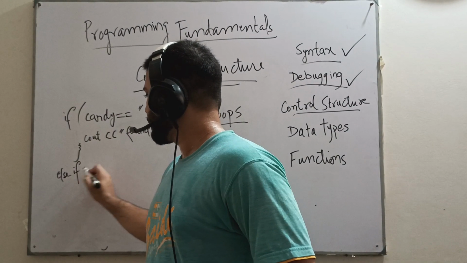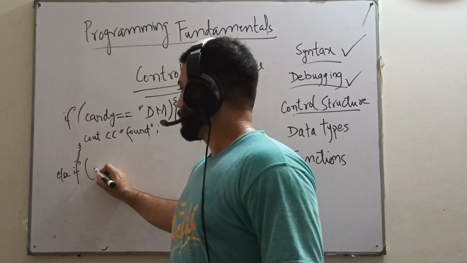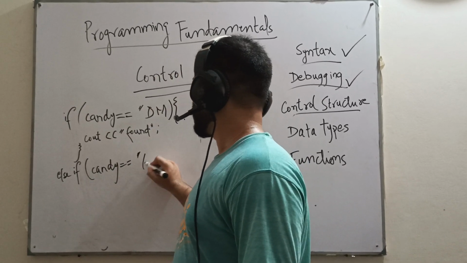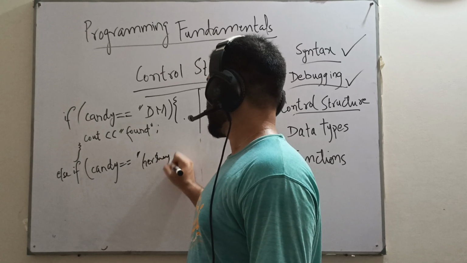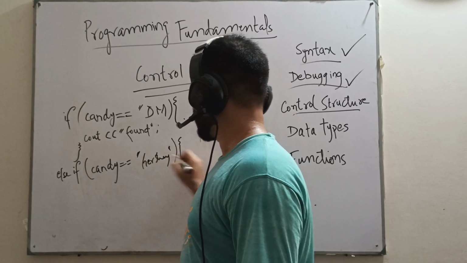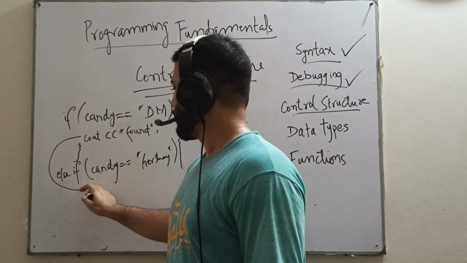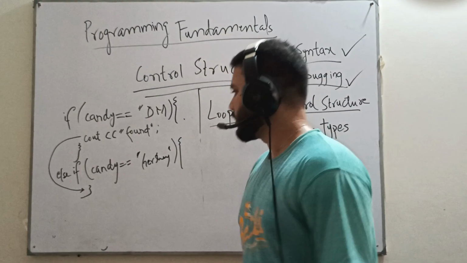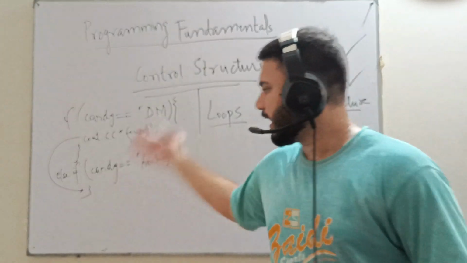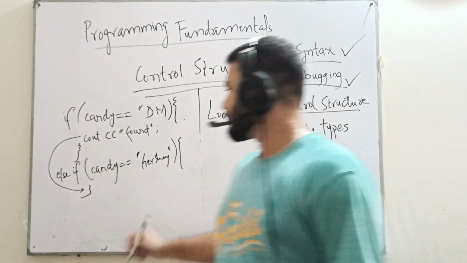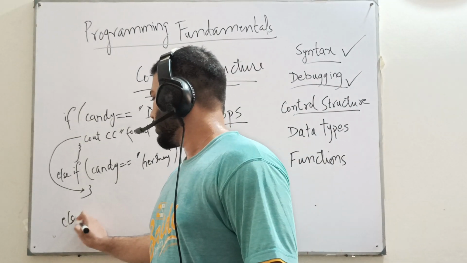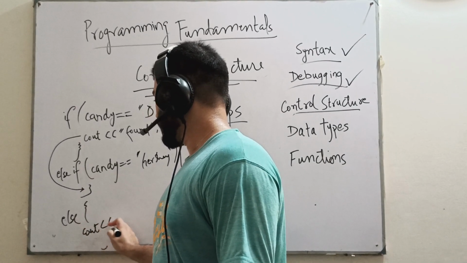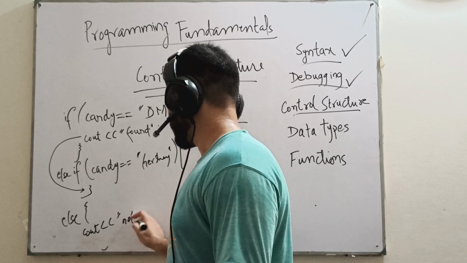Else if candy is equal to Hershey's, cout Hershey's found. Okay, I'm not writing the whole thing. Let's say I did not even find the Hershey's. Then what? Then you have to write only the else. Cout not found.